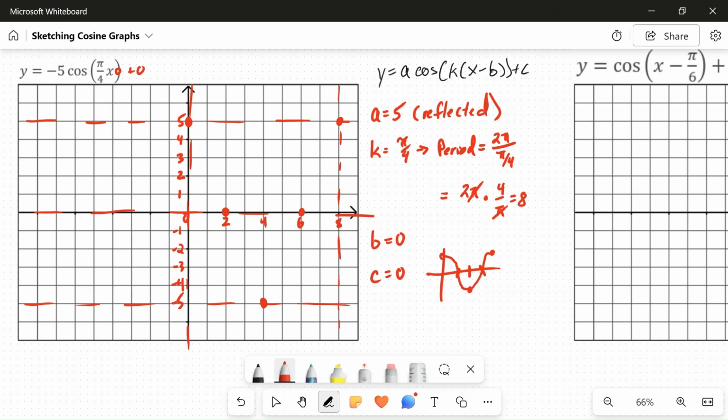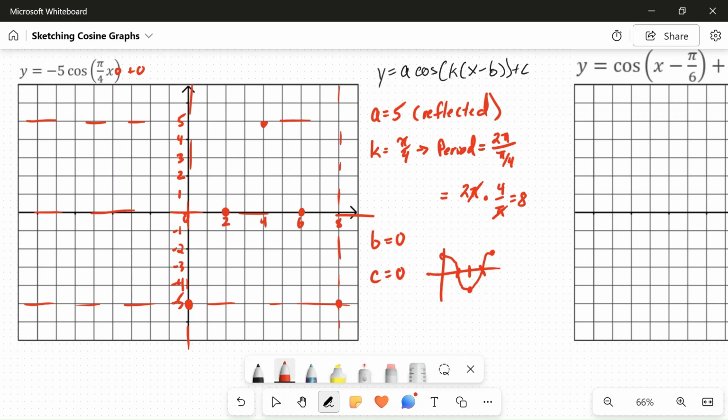Okay. Now, what did I forget? My graph is reflected. Okay, remember we have that negative amplitude. So instead of starting at the top and going down and coming back up, it's actually going to start at the bottom. So I need to switch my minimum and maximum. So it's going to start at the bottom. It's going to go up to the top. And then it's going to end at the bottom.